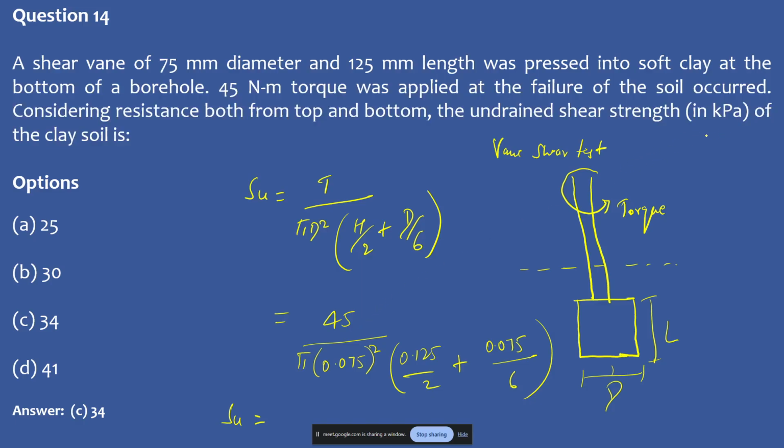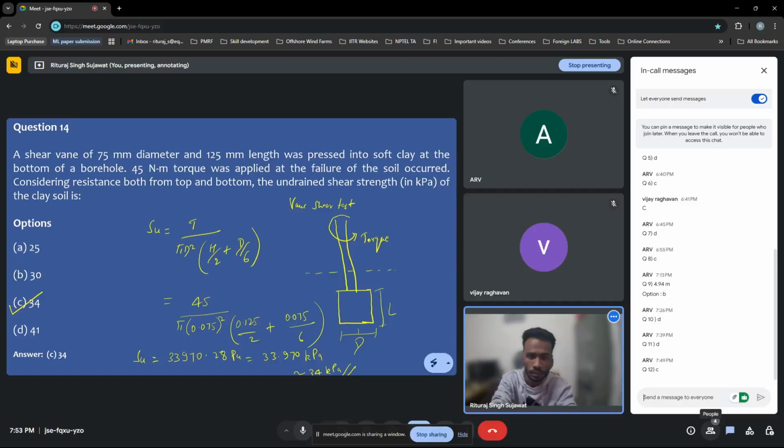It should be in kilonewton meter, and the shear strength in kPa. I am getting it in Pascal, so it's 33970.28 Pascal. In kPa it will be 33.970 kPa, and that is equivalent to 34 kilopascal. We can go in either manner, either convert this first or at a later stage. So the undrained shear strength value which I'm getting is 34 kPa, which is the correct answer.